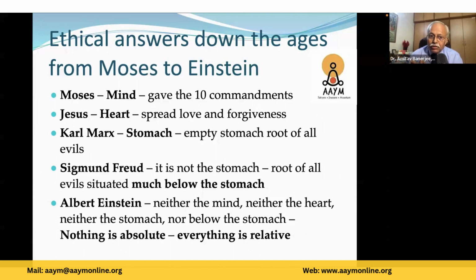There should be equal distribution of wealth, and then people can behave ethically. The fourth was Sigmund Freud. He says it is not the mind, not the heart, not the stomach. It is something much below the stomach. So, Sigmund Freud's obsession. He says these are our hidden desires which drive us away from the moral path. And of course, last was Albert Einstein. He says neither the mind, nor the heart, nor below the stomach, nothing is absolute, everything is relative.